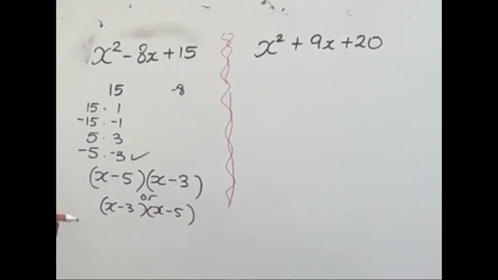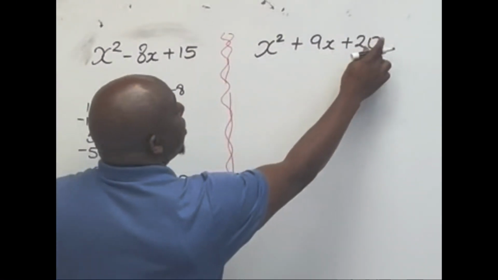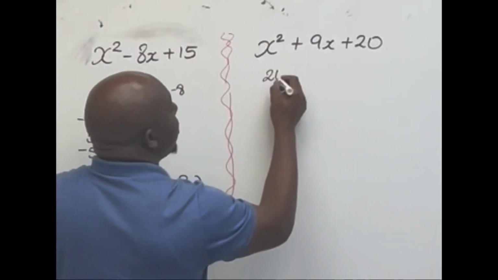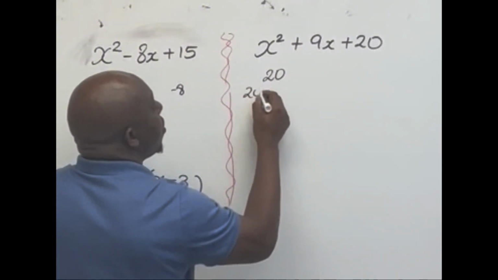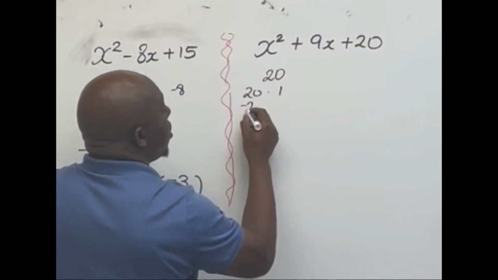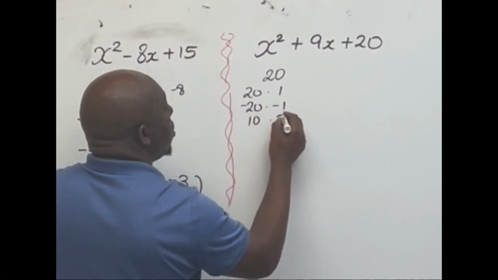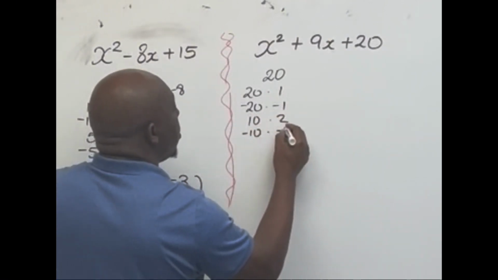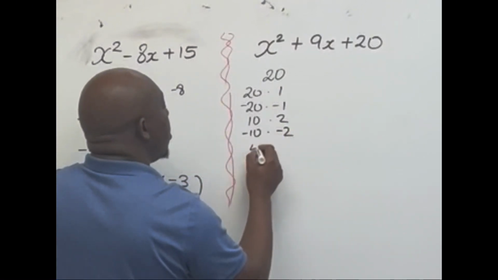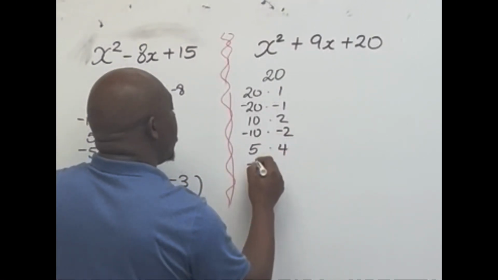Let's say the lyrics again. When A is 1, find factors of C that add up to B. Now, let's find factors of 20. What are the factors of 20? 20 times 1, negative 20 times negative 1, 10 times 2, negative 10 times negative 2, 5 times 4, negative 5 times negative 4.